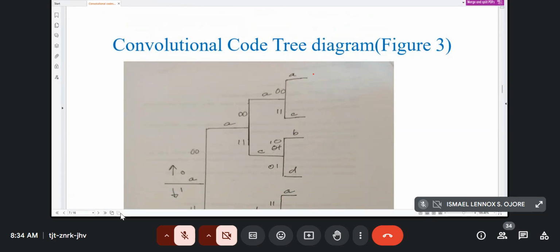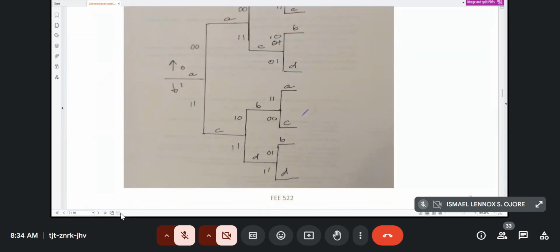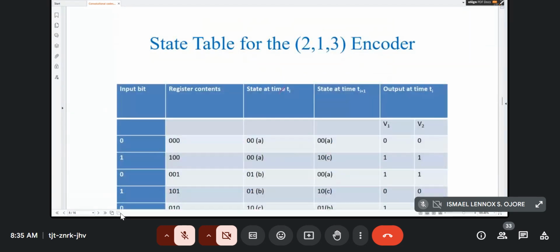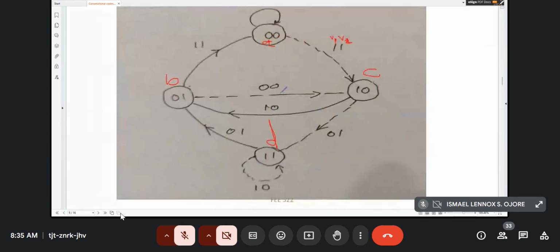We are going to see later when you are decoding. That's when you need to draw the tree as the inputs are coming in. But we are not going to look at how you decode this tree. We are going to look at the case where you are using the trellis. It's easy to explain the principle with the trellis.